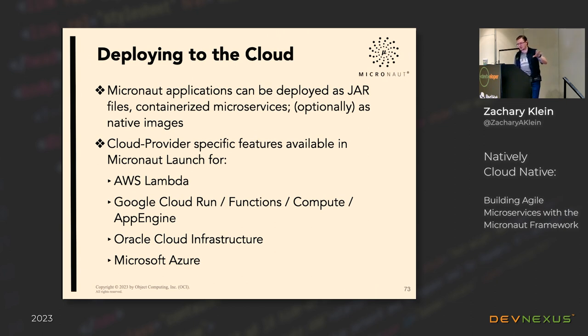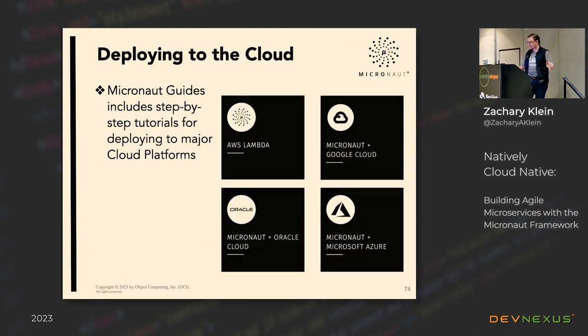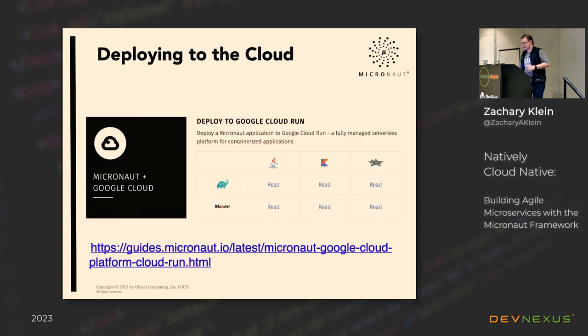Micronaut has cloud provider specific features. So features are those things you can choose from the Micronaut Launch website for all of the major cloud providers. So Amazon, Google, Oracle, Microsoft. And so the example here I was going to go through was going to be using Cloud Run. We do have Micronaut guides available, by the way, for all of these cloud providers. So you can get really step-by-step instructions for how to go about this. And honestly, most of it is not even Micronaut specific, right? It's just you're deploying a Java application essentially.